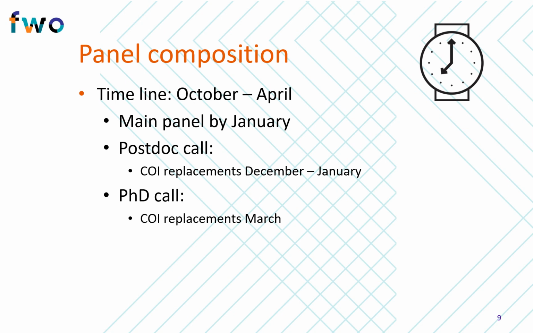Panel composition typically starts in October and runs until April. The main panel should be completed by January, when the evaluation of the postdoctoral call begins. In the course of December and early January, we may still have to replace panel members who act as supervisors or co-supervisors of applications submitted to the panel. The evaluation of the PhD call begins in April. Replacement of panel members involved in applications submitted to the panel are typically done in March.